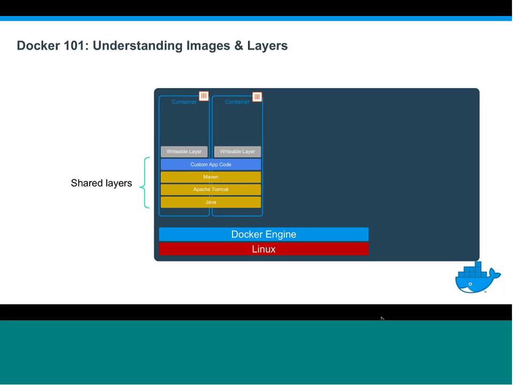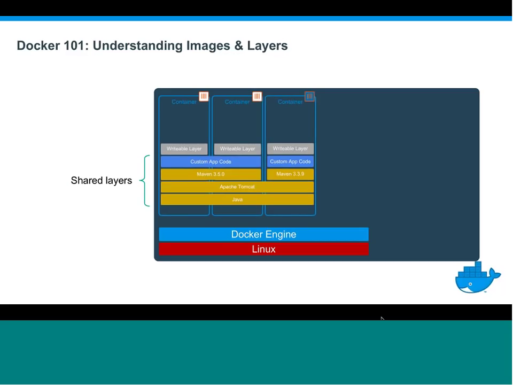And you can continue that with an additional application. If you were to add another application here, notice that while the Java and the Tomcat layers are the same, let's say this third app has a different version of Maven. Docker is intelligent enough to pick up that this layer is different from what's already been installed, and so it will install that as a new read-only file.